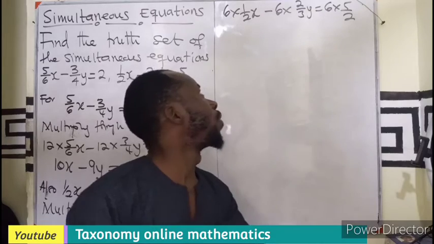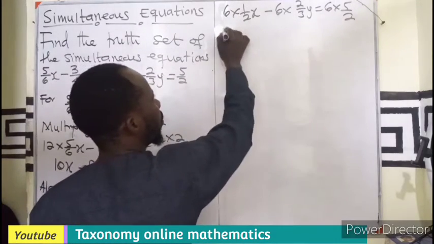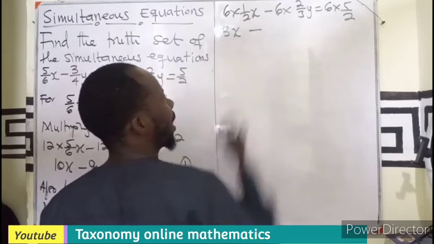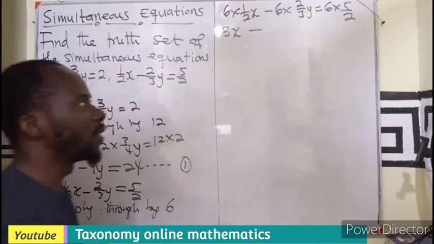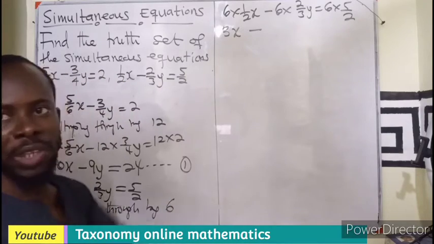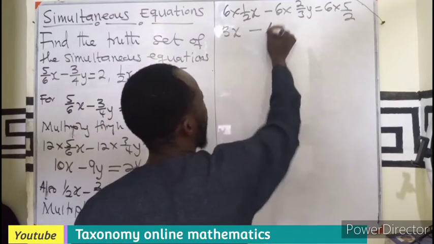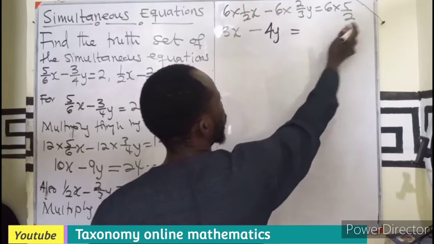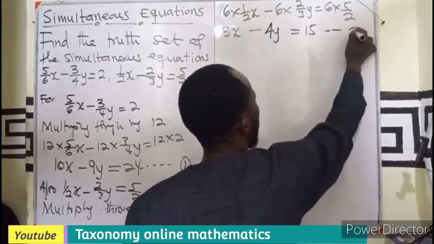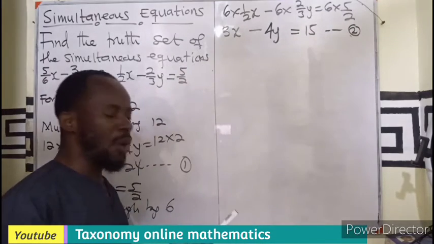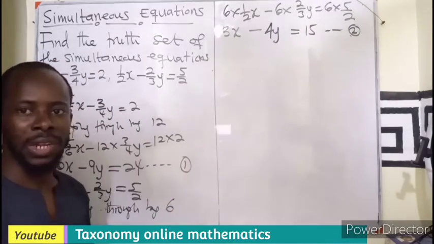Right away, we can find that half of 6 will be 3, so 3x minus. This will also go into 6 2 times, the 2 will multiply the 2 to give us 4, so I have 4y equals 2 goes into 6 3 times, that is 15. We have our equation 2. So we are now going to solve equation 1 and equation 2 simultaneously.